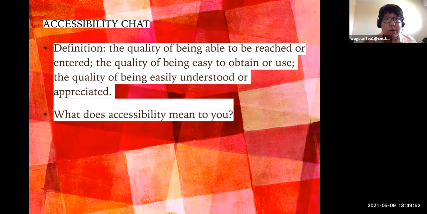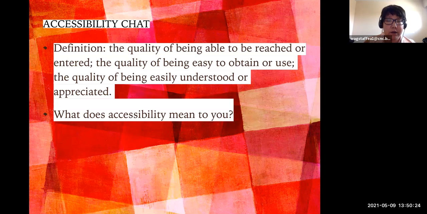So, the last thing I wanted to do before I go is share what I term accessibility. The definition of accessibility is the quality of being able to reach or enter, the quality of being easy to obtain or use, the quality of being easily understood or appreciated. With this definition, what does accessibility mean to you?